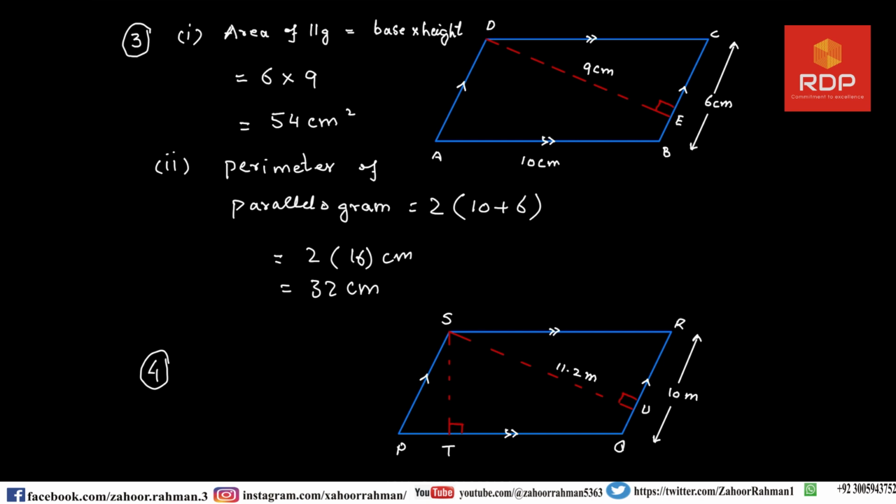PQRS, as I label it, where QR is equal to 10 meter, which is this side, and if ST is equal to 8 meter, so they have given us this to be 8 meter. This is ST. And SU is equal to 11.2.